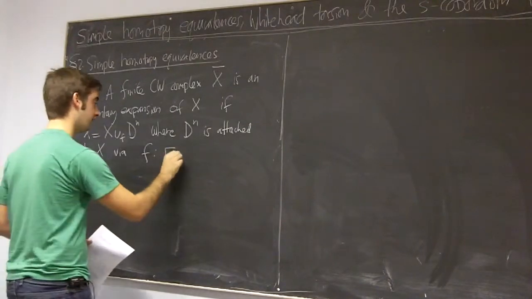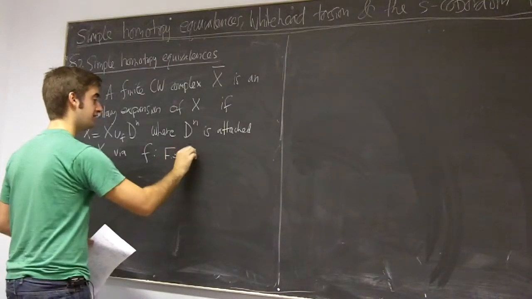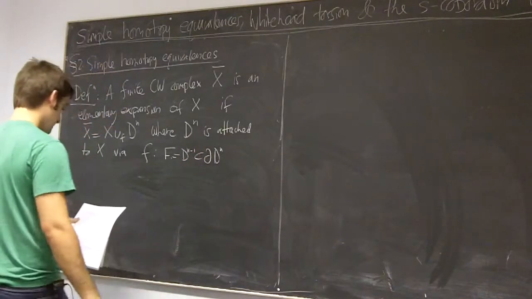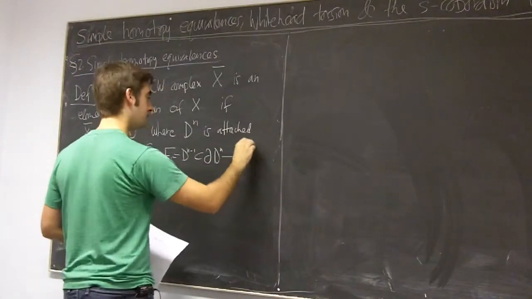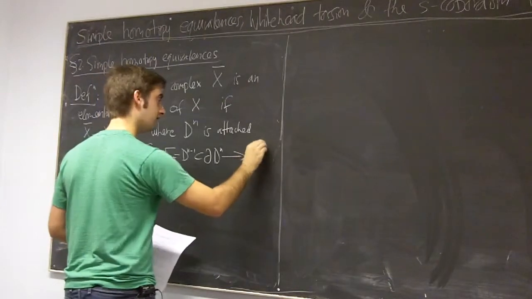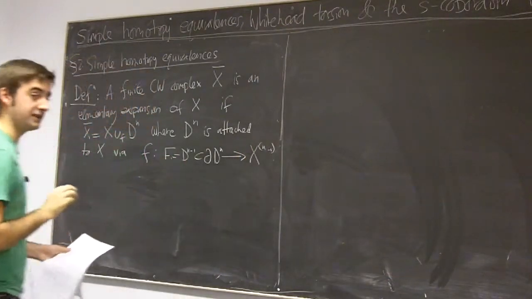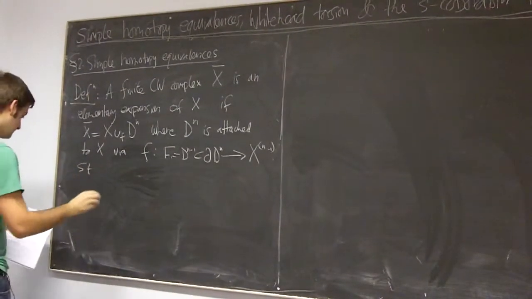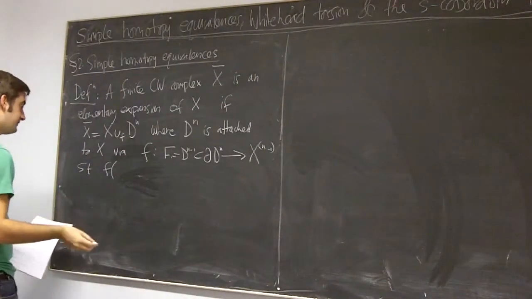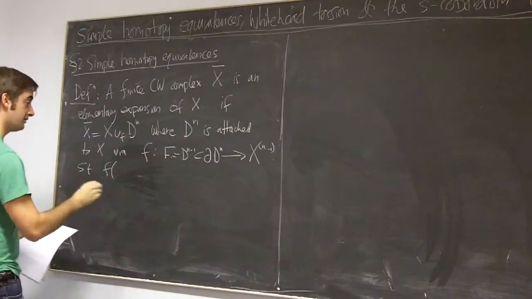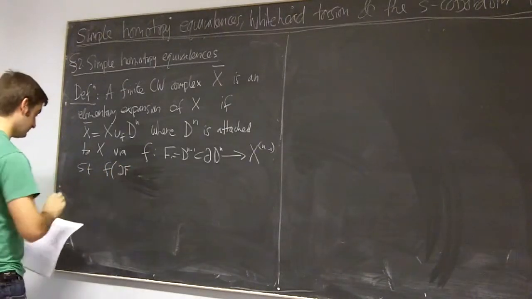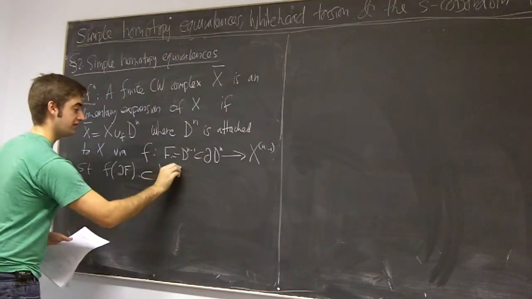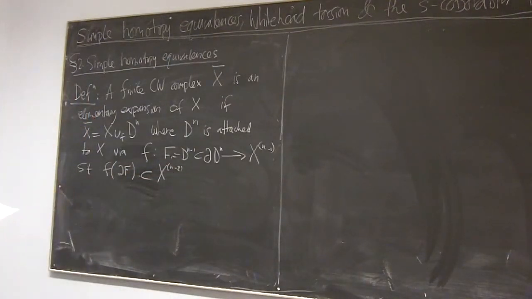So we take an n-1 disk in the boundary, and we attach that onto the n-1 skeleton of X in such a way that the boundary of this n-1 disk, so the boundary of F, is contained in the n-2 skeleton.